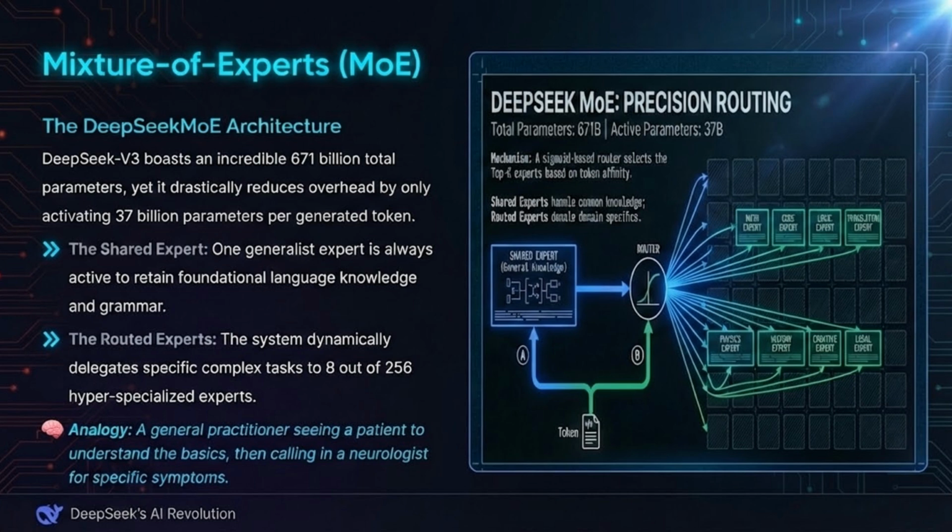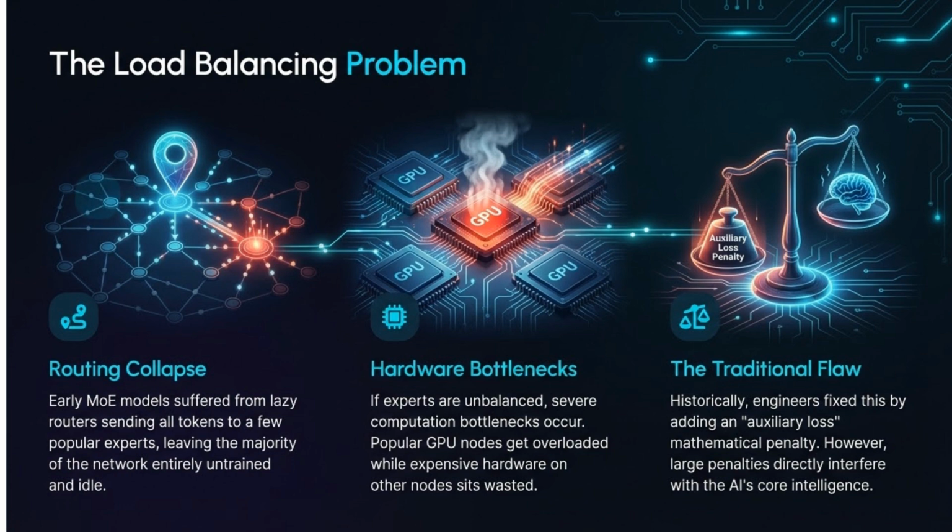The mixture of experts, or MoE, architecture in DeepSeek v3 boasts 671 billion total parameters, yet only activates 37 billion parameters per generated token. This is achieved by having a shared expert for foundational knowledge and dynamically routing complex tasks to hyper-specialized experts. Load balancing in MoE models is critical.